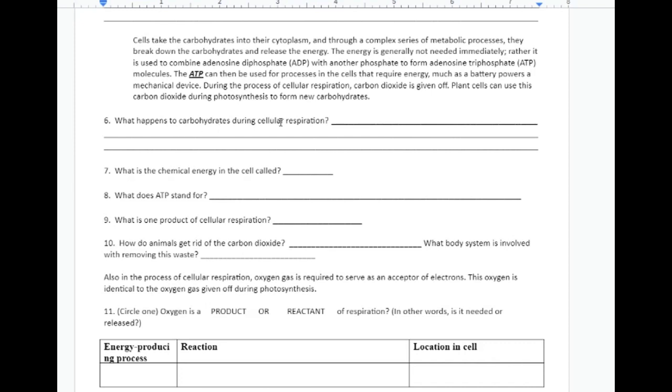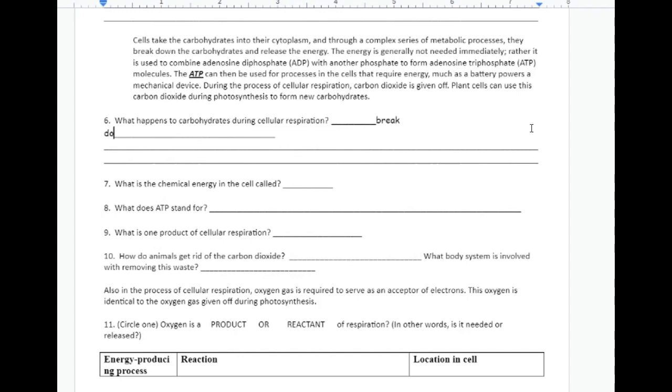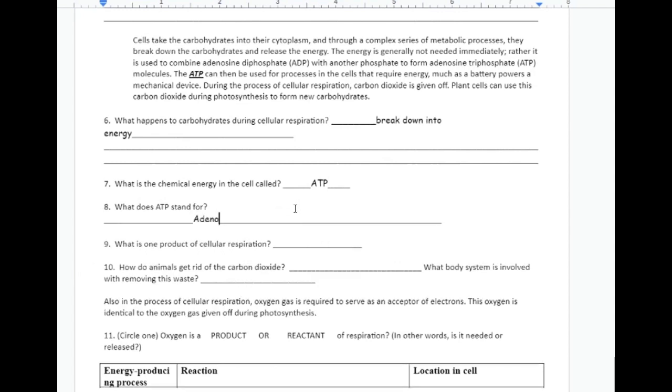What happens to the carbohydrates during cellular respiration? They break down into energy. Okay, I'm just going to type it. What is the mechanical energy called? ATP. What does ATP stand for? Adenosine.